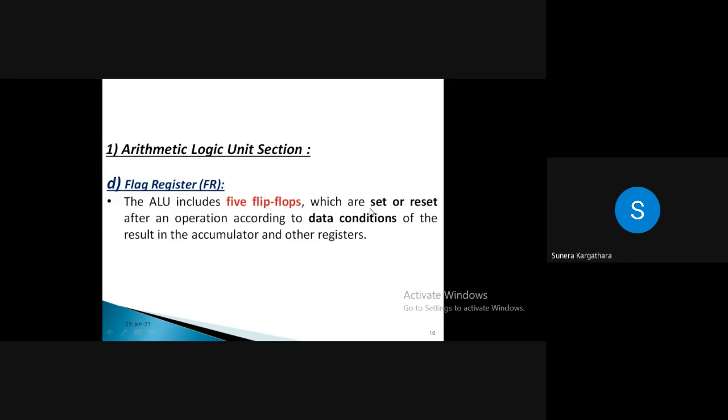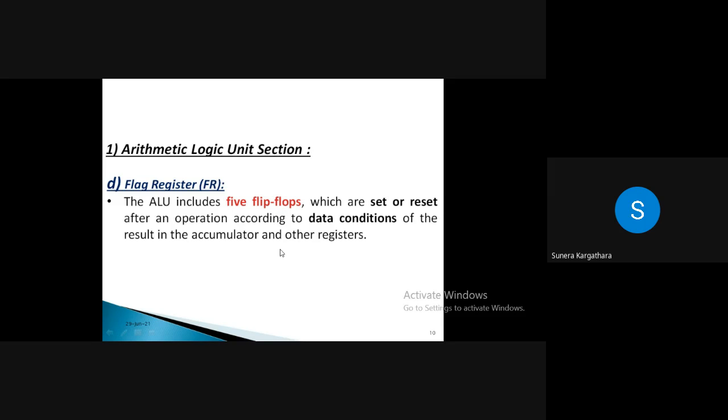Now depending upon the status we get in our result, out of these 5 flag flip-flops, the flip-flop will be set or reset. If I say a flip-flop is set, that means the output is 1. If I say a flip-flop is reset, that means the output is 0. So depending upon the status you identify for your result, you check the condition of the flip-flop, right? So you can always identify the data condition, the result's condition, by checking your flag register, right?